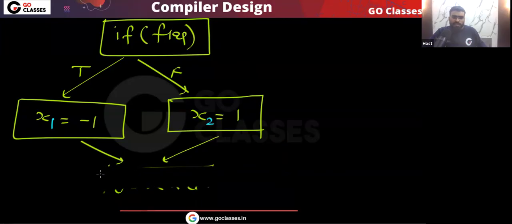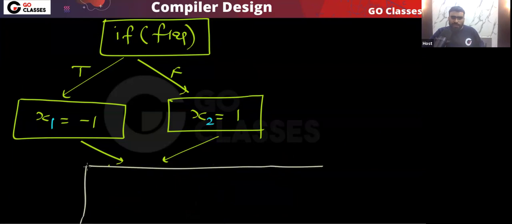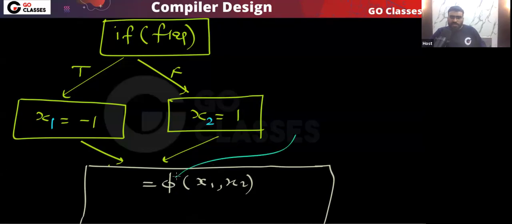Here the phi function will help you. A magical function is there, a magical instruction. You can write a phi function of x1, x2. This phi function will return the correct value. Remember, this is a magical function with magic powers, and because of that it will return the correct value.